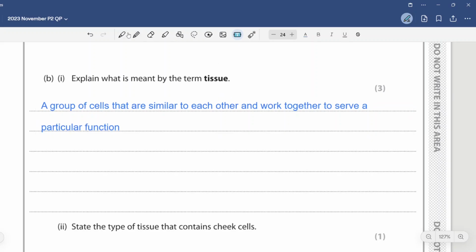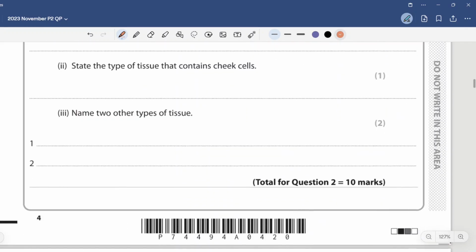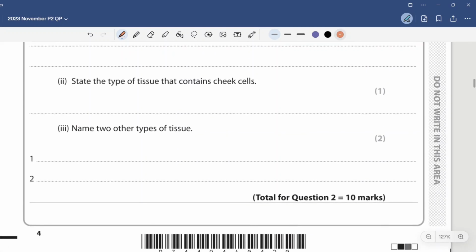All right, let's go over the marking scheme here. So we've got a group of cells working together. That is 1 mark. The second mark is similar to each other, and to serve a particular function. That's a 3rd mark.